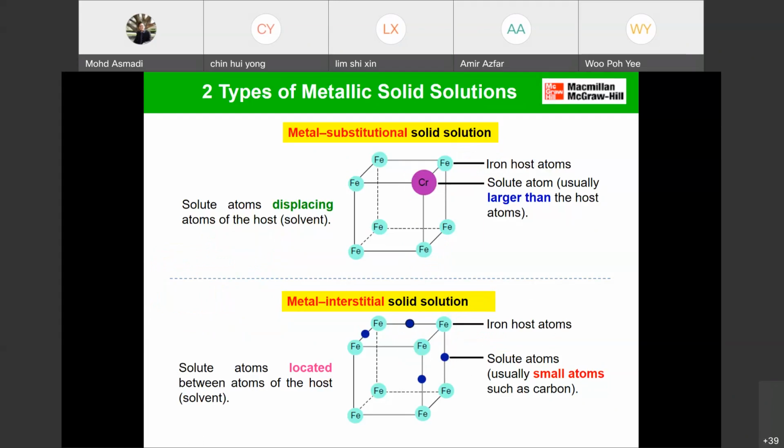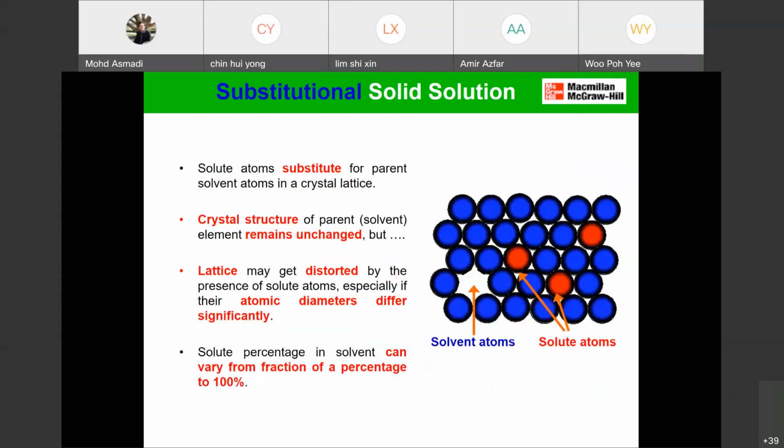Similarly, here is more detail about substitutional solid solutions. Solute atoms substitute for the parent solvent atoms in the crystal lattice. Look here, there's a vacancy because there are no host atoms. The crystal structure of the parent element remains unchanged; there's no movement in the structure. Except for interstitial, where there's some movement in the structure. The lattice may get distorted by the presence of the solute atom, especially if the atomic diameters differ significantly. When the solute atom substitutes the host atoms, maybe there's a vacancy. I'm not sure. In terms of interstitial, there's going to be another vacancy.